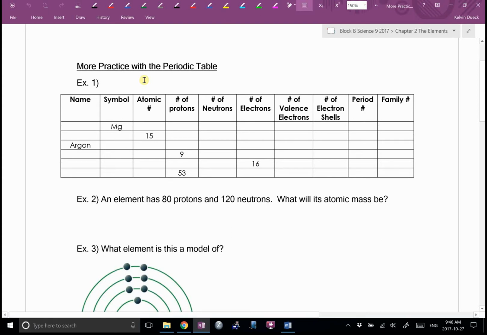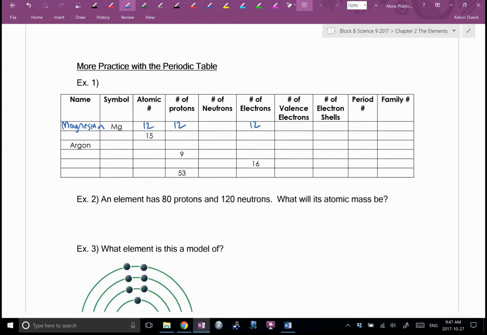Mg, is that magnesium or manganese? I always get those two mixed up. I have to be careful. It's magnesium? Magnesium. I didn't leave much room to write, but there you go. I found it. Atomic number 12. 12 protons. Oh, 12 electrons. Neutrons, I have to do some math. The atomic mass is 24.3.